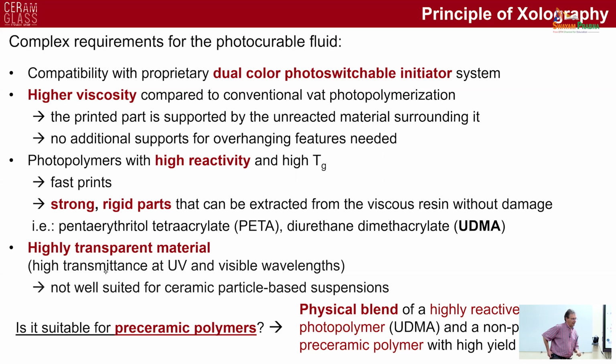So this volumetric approach is not well suited for particle containing systems, and we wanted to exploit it for preceramic polymers, exploit the advantage of using simply a solution. By the way, we are currently working on using colloidal suspension. So you can use ceramic particles, but only if the particle size is below a few nanometers. So our particles range from 5 to 20 nanometers. And in that case, you can achieve enough transparency for printing.